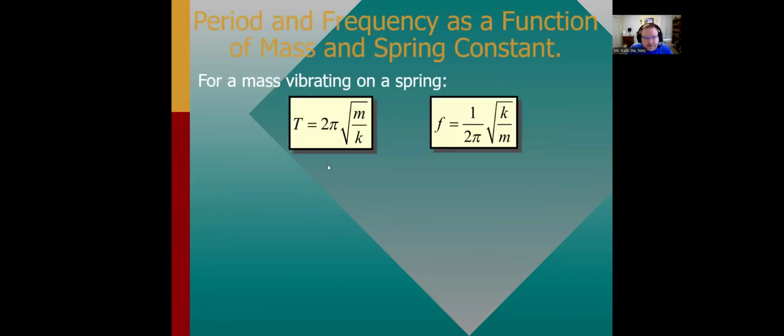All right. For a mass vibrating on a spring, its period is equal to 2 pi times the square root of the mass divided by the spring constant, and the frequency is the reciprocal of that, 1 over 2 pi times the square root of the spring constant divided by the mass.